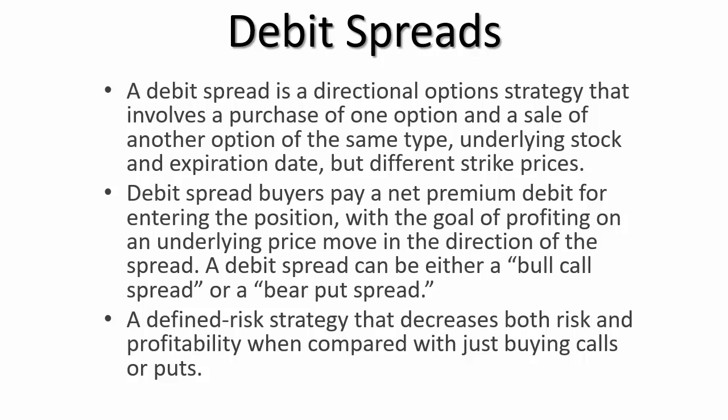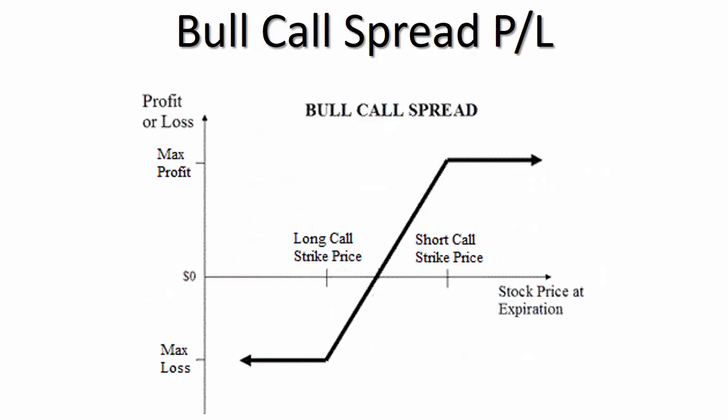Okay, now that we have the basics established, let's take a look at some risk graphs for debit spreads and then a quick example. So this is the risk graph for the bull call spread. As we can see, this is a bullish position. We want the price of the underlying to rise above the long call and indeed above the short call in order to make maximum profit on this trade.